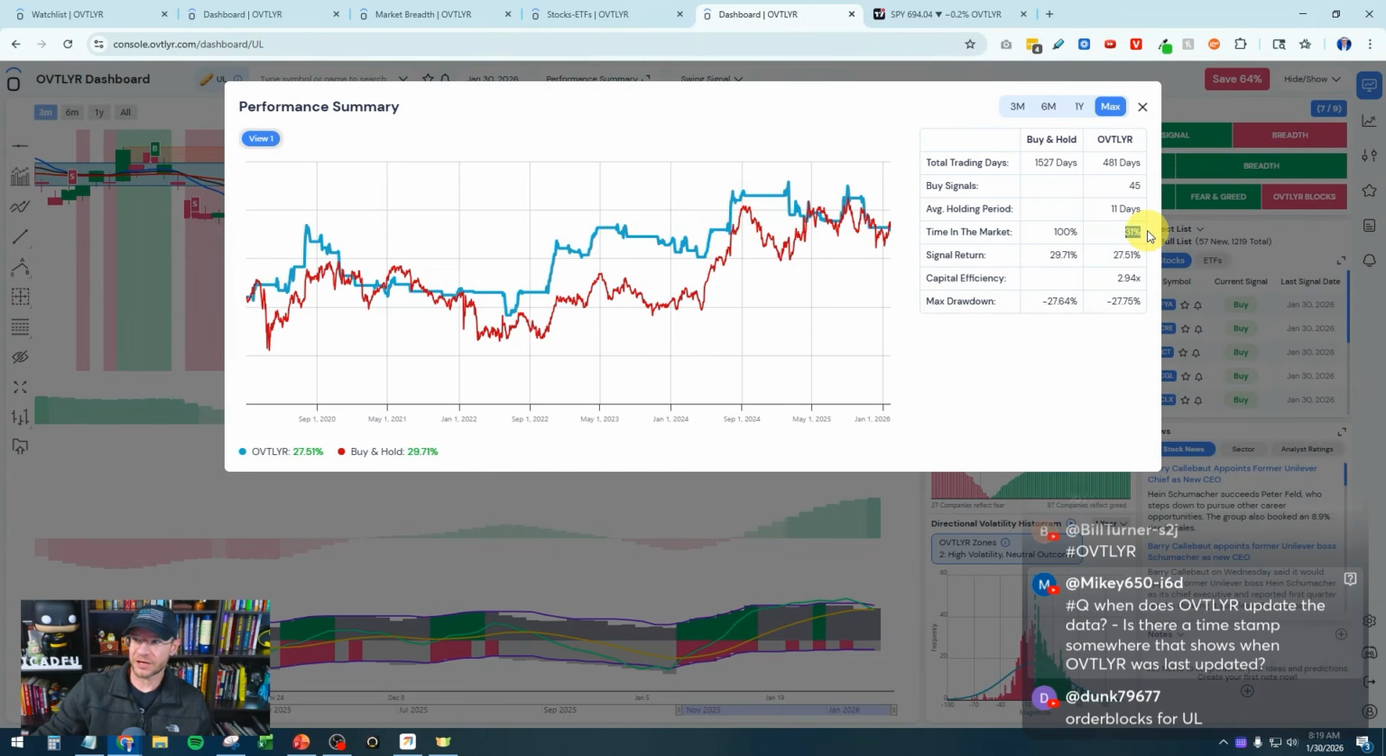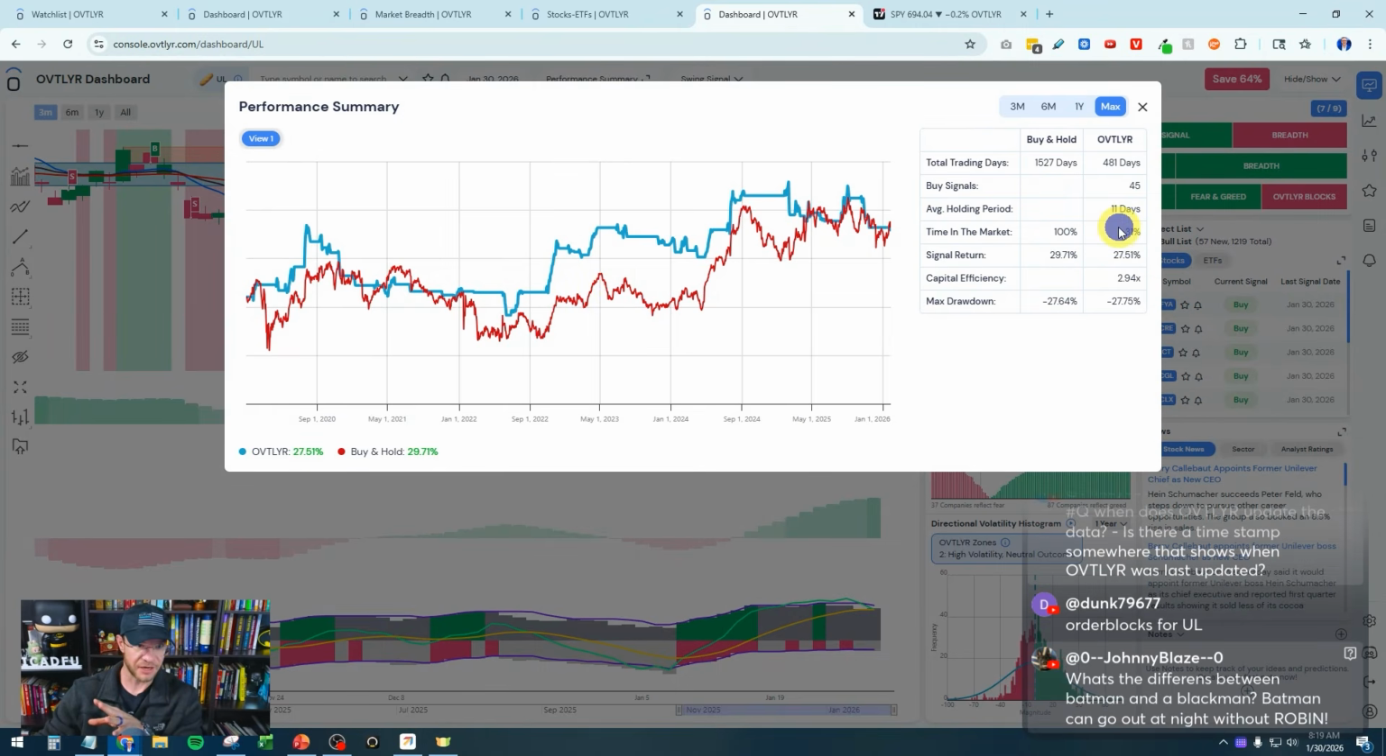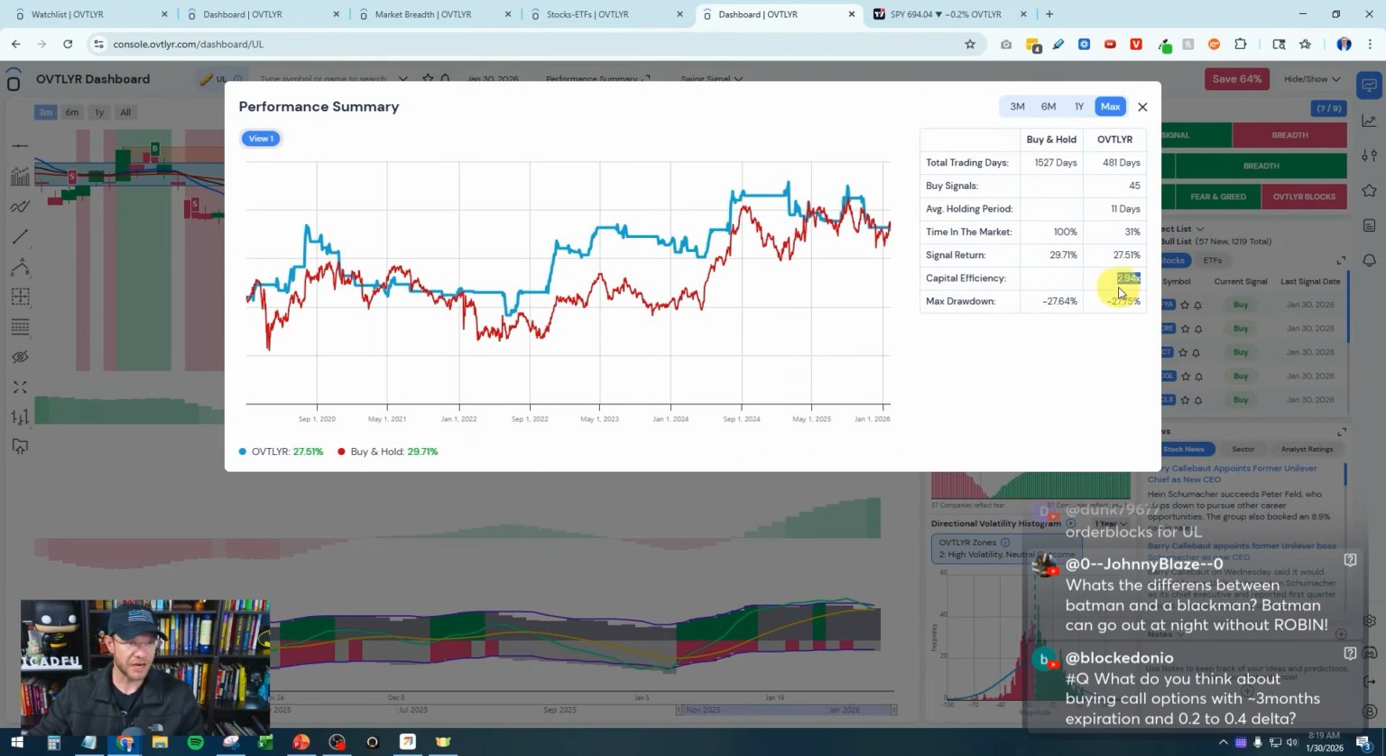You were only in the market 31% of the time. You were only in this stock 31% of the time, according to the backtest, which means 69% of the time, you could be doing anything else in the whole wide world, which means capital efficiency is 2.94x, right? So nearly 3 times the returns on a daily basis. So think of it this way: if you're in the market a third of the time, yet you come up with roughly the same result, that means on a daily basis, your returns are basically 3 times higher.